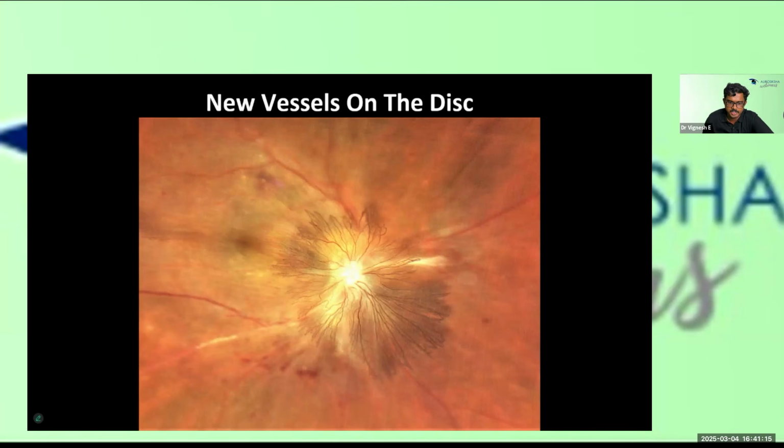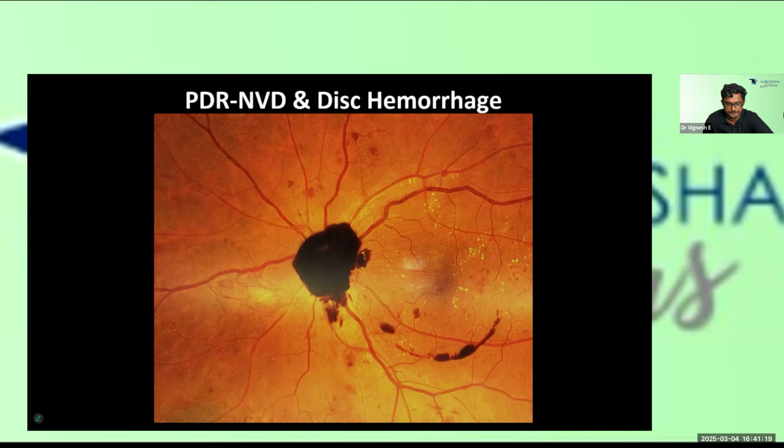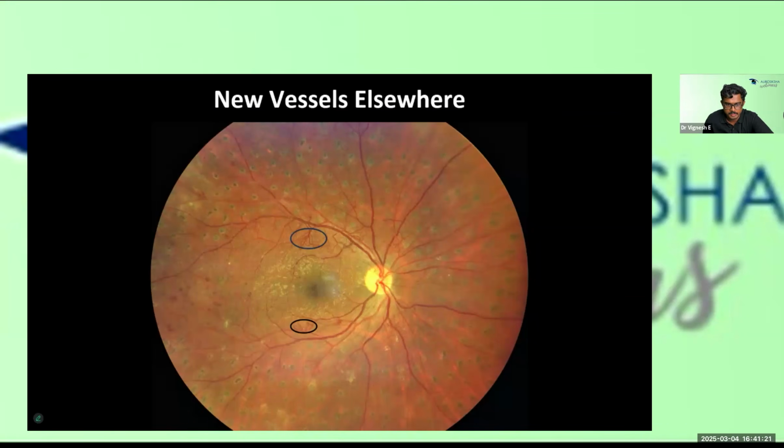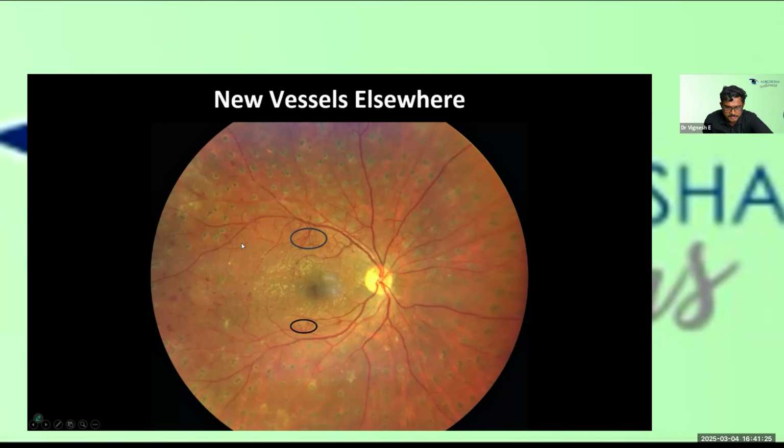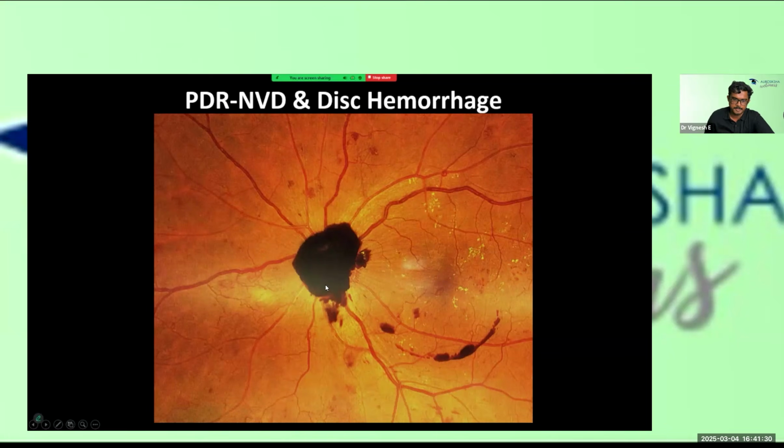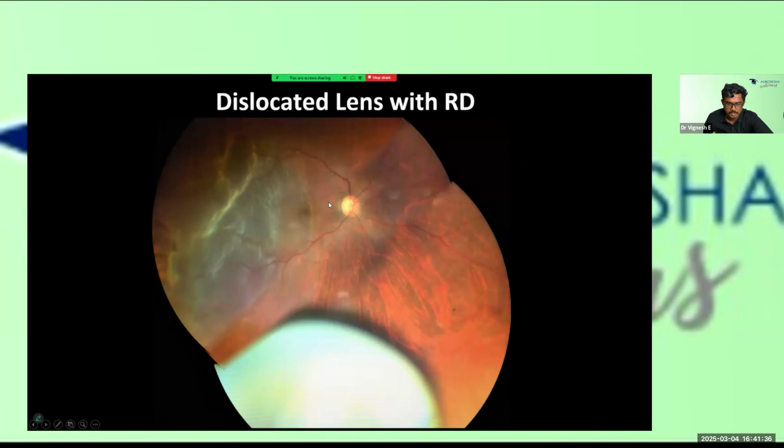So this is another representative image of new vessels on the disc. These are quite florid, as you can see. Again, a representative image of new vessels elsewhere along the arcades. This image shows neovascularization of the disc that is present here and a disc hemorrhage. So we'll come to the next set of diagnoses now.